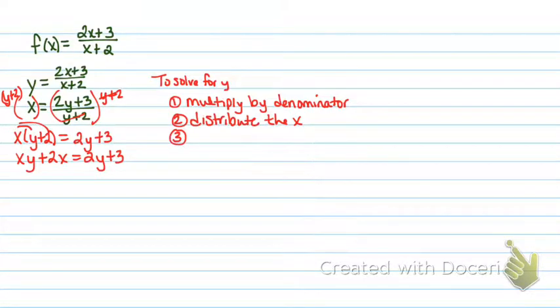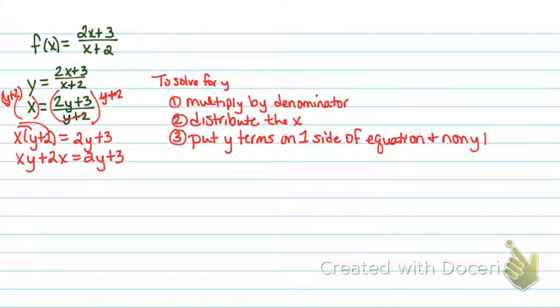Now we're going to put y terms on one side of the equal sign, I'm just going to say of equation, and non-y terms on the other side. So if it's got a y in it, I'm going to put mine on the left. If it doesn't have a y in it, I'm going to put it on the right.